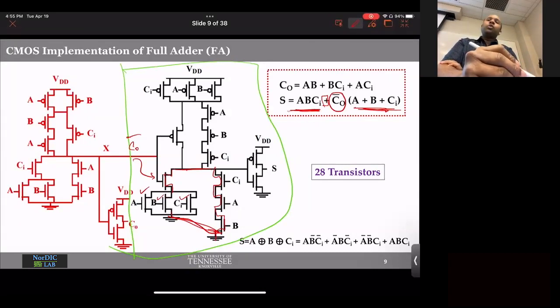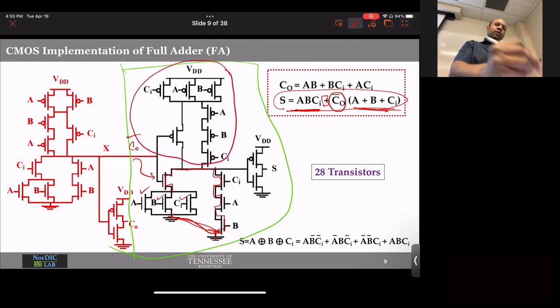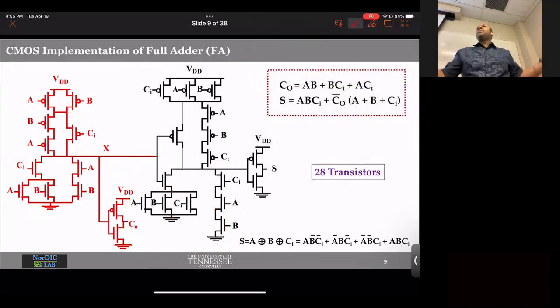So we have managed to do that for NMOS branches. We can surely just revert this for the PMOS. So I'm not going to go through this again. You just make the series connections parallel and parallel connections series. Done. You get the PMOS branch. Okay. And by the way, don't forget our popular CMOS inverter to get sum out of sum bar.